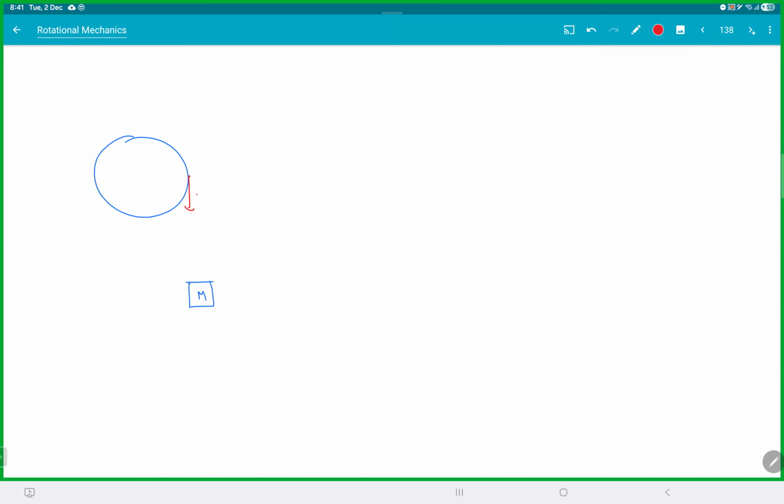We have tension here, T. This also will be tension T. You have your own weight. You also have the tension on the top string, which we don't require actually, but it is there. And mg. These are the forces.